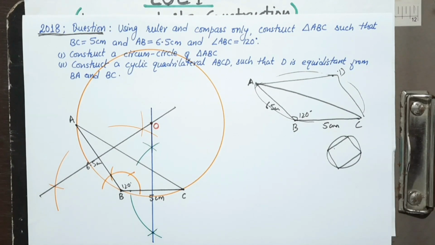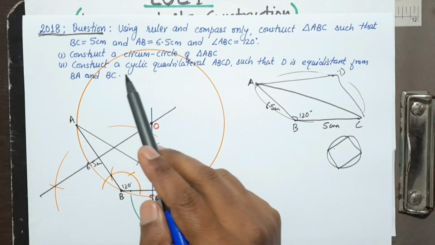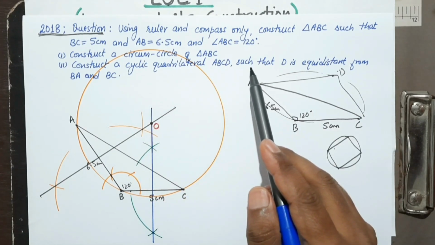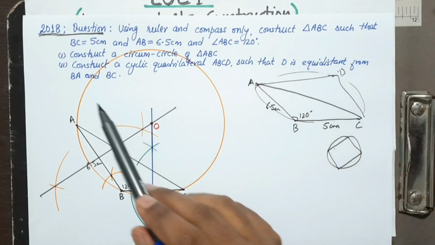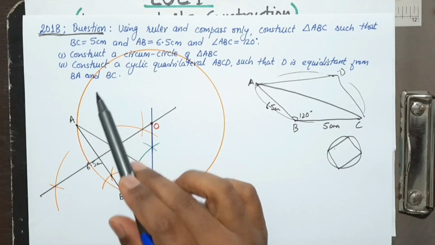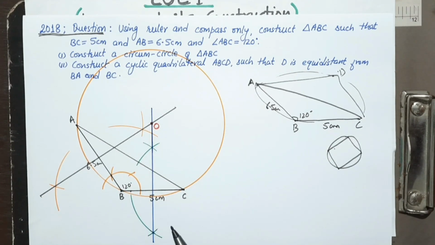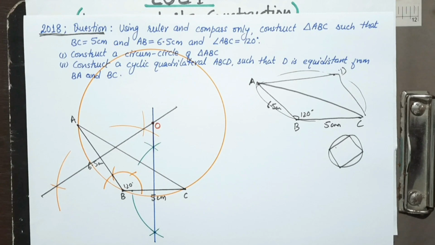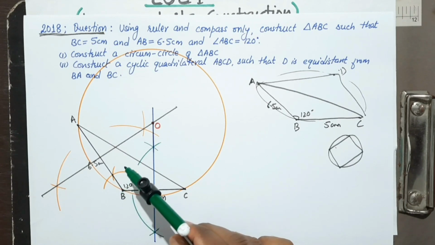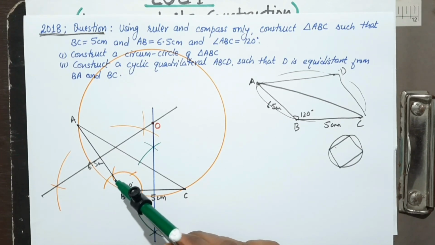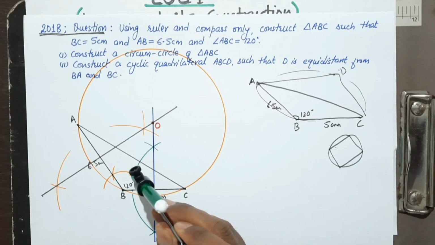Now the next part is: construct a cyclic quadrilateral ABCD such that D is equidistant from BA and BC. Here BA and BC are two intersecting lines, and for two intersecting lines we are going to draw an angular bisector. This one is BA and this one is BC. So we are going to draw the angular bisector of angle B. We know how to draw an angular bisector. Actually, we can draw 60 degree from here also, because this is 120 degree. If we draw a line from here, that will be the angular bisector of angle B. But we'll follow the whole procedure.